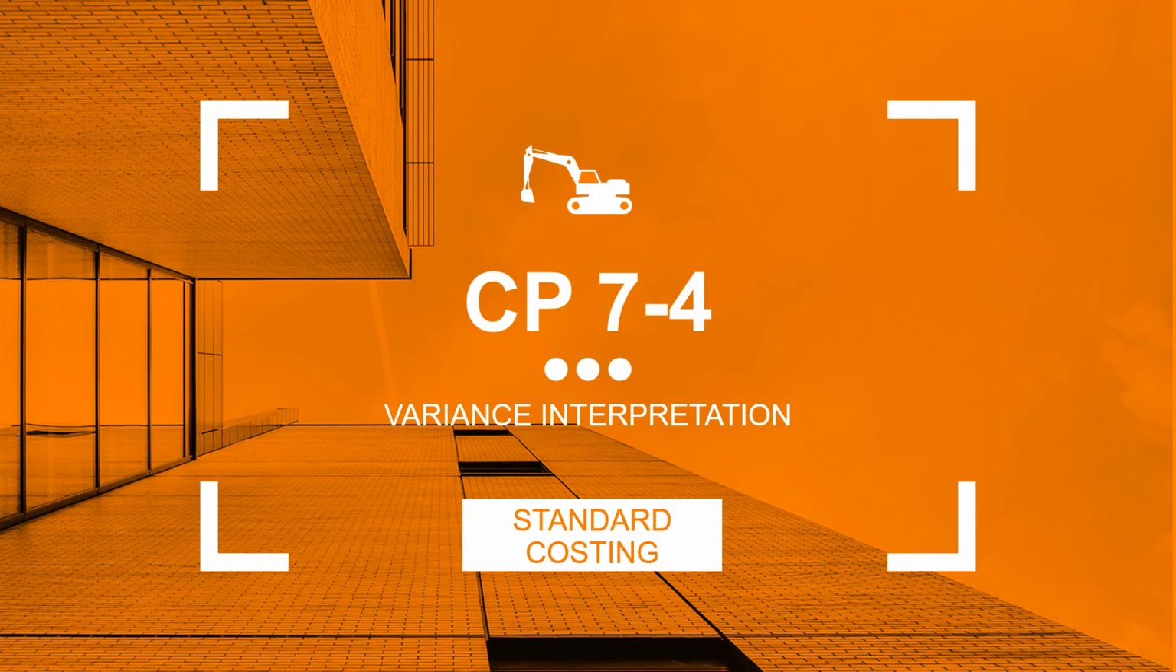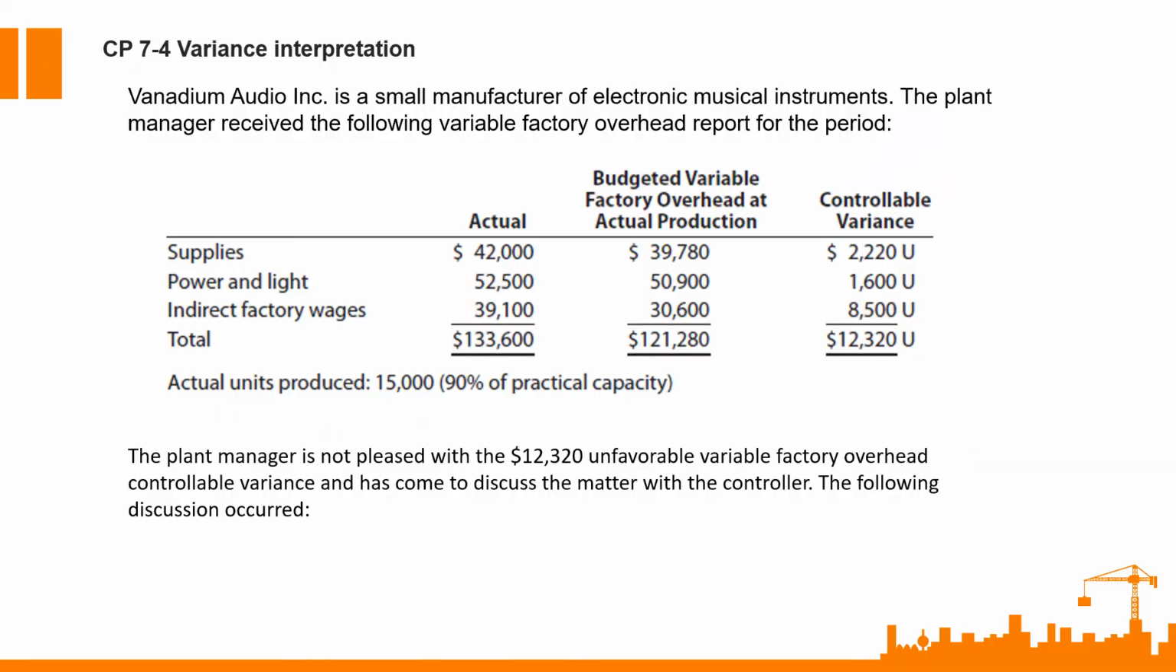Next, we move on to comprehensive problem 7-4. Vanajam Audio Incorporated is a small manufacturer of electronic musical instruments. The plant manager received the following variable factory overhead report for the period. We noticed that they have an unfavorable variable overhead controllable variance. The plant manager is not pleased with the 12,320 unfavorable variable factory overhead controllable variance and has come to discuss the matter with the controller.